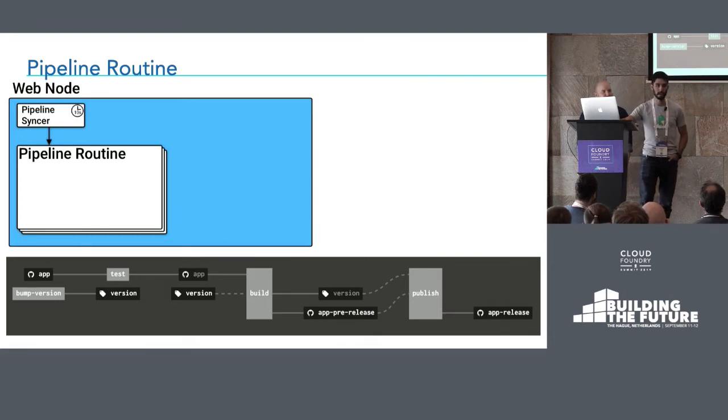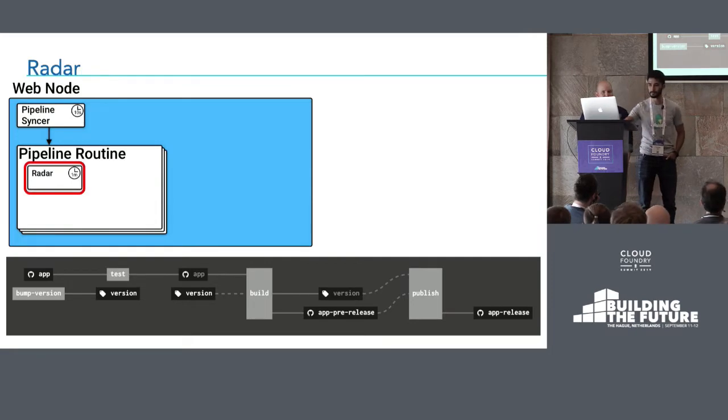And there's always one pipeline routine for each pipeline that exists in your Concourse. So if your Concourse has 10 pipelines, then there are 10 pipeline routines running on your web node. And the pipeline routine is made up of two subroutines, radar and scheduler. It's essentially the job of the pipeline routine to manage these two subroutines.